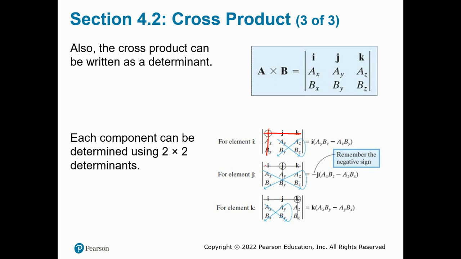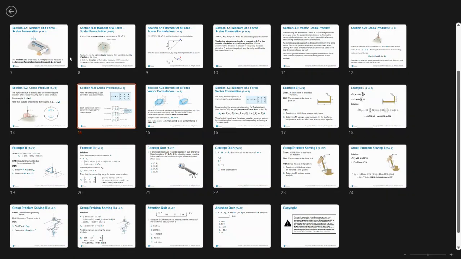And then similarly for your j component, you're going to get rid of the row and column that contains the j, and then you're looking at Ax diagonally, Ax multiplied by Bz minus Az times Bx. And then notice that the term in front of it will be a negative. Really what happens is you have positive, negative, positive. If you have a fourth term, the fourth term will be negative as well, but we don't have one. Just so you know, it alternates between positive and negative.